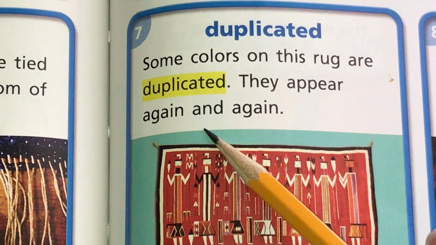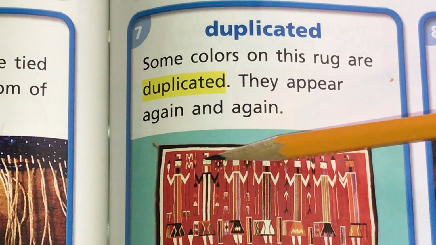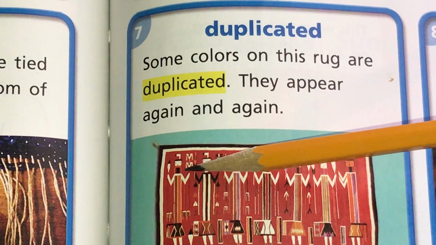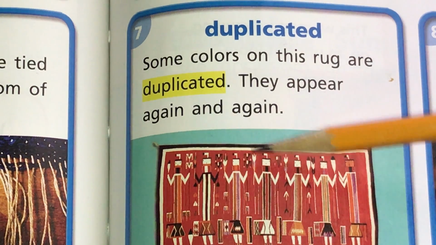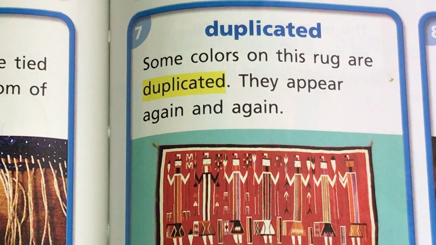They appear again and again. You can see that the colors are the same over and over. They're making the same thing again and again. They're copying the same color. So a synonym for duplicate is copy.